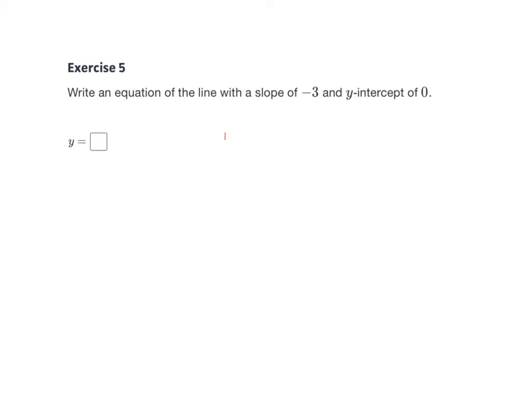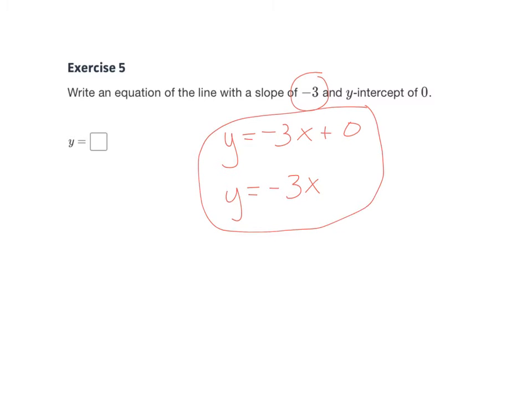Exercise 5 is going to be y equals your slope, which is negative 3x, and then you could have plus 0 on there, and that would be okay, or you could just eliminate that part, so you could just have y equals negative 3x. So either one of these two would be fine.